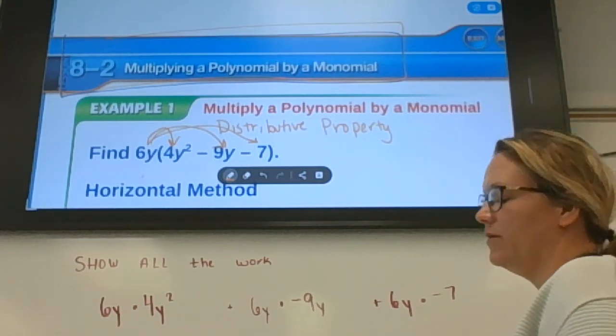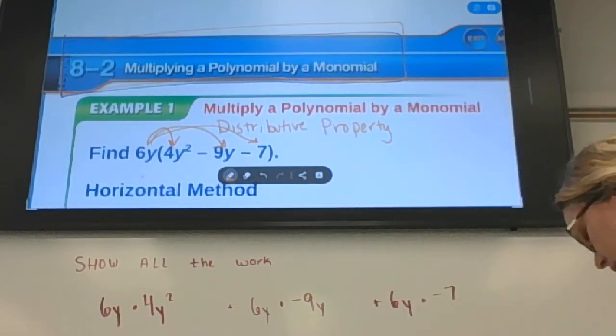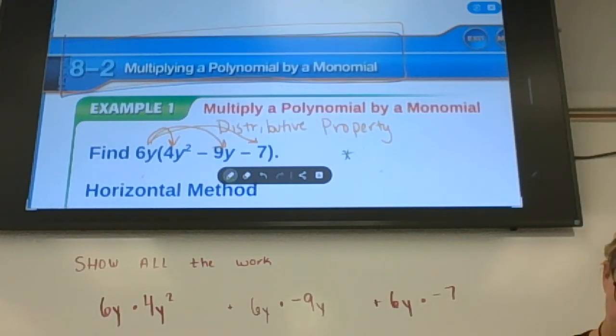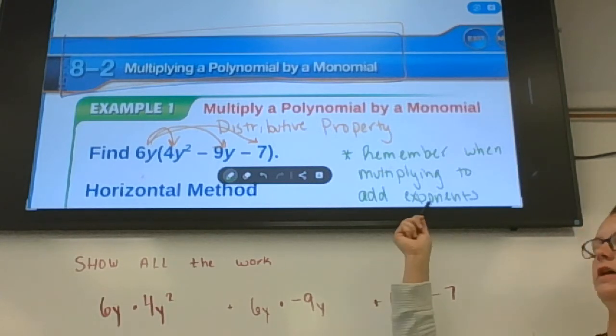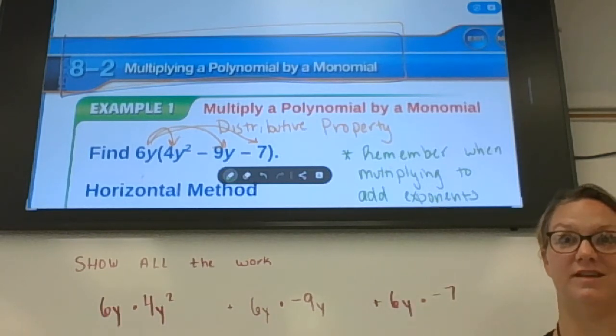So remember when you're multiplying, and I better write this. I'm going to write it on the screen. I'm going to use green on the screen. Alright, right here in green, written on the screen, it says remember when multiplying to add exponents.